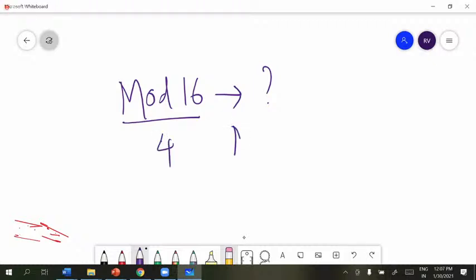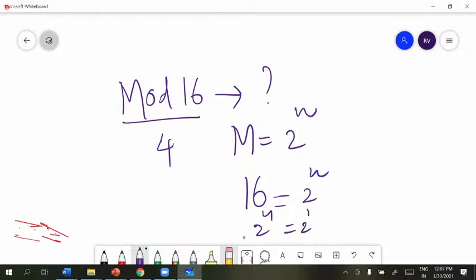So you can say that this is mod 16, just put this 16, and this is 2 to the power of n, and now this is 2 to the power of 4, and n is equal to 4. 4 flip-flops are required. So what is its counting sequence? 0 to 15. 0 to 15 means the counting sequence of these flip-flops is 0000 to 1111.